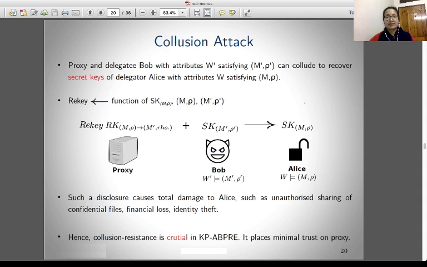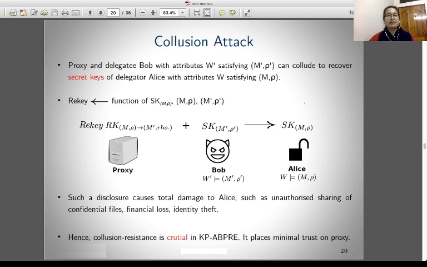So such an attack is called a collusion attack, where a malicious proxy and delegatee Bob with attributes W- satisfying m-rho- can collude to recover the secret keys of the delegator Alice with attributes W satisfying m-rho. And as I've already said, the re-encryption key is a function of the secret key of the delegator, the delegator's access structure, and the delegatee's access structure.